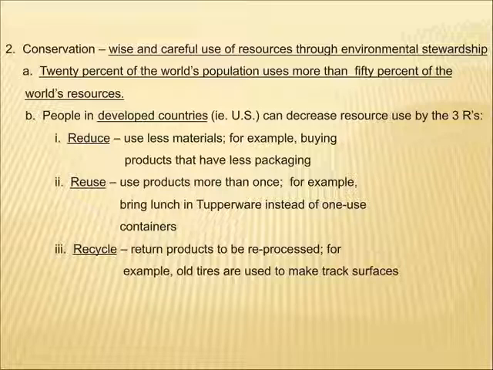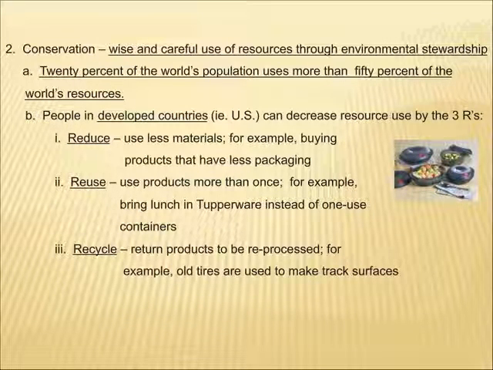Recycling means returning products to be reprocessed so that new materials don't have to be mined for and manufactured. We can take the raw material and we can make it into something new. So for example, old tires, the United States produces tons of tires each year that have been used and discarded. Those can be shredded up and used to make track surfaces. Butler's track is made with old tires and it feels a little bit spongy if you've ever walked on it, and that's why.